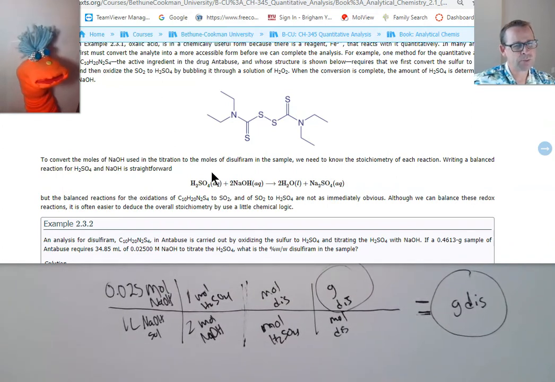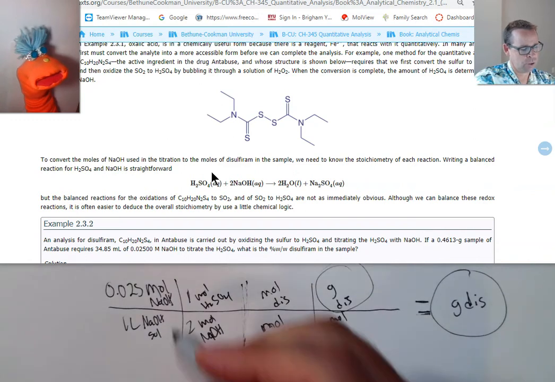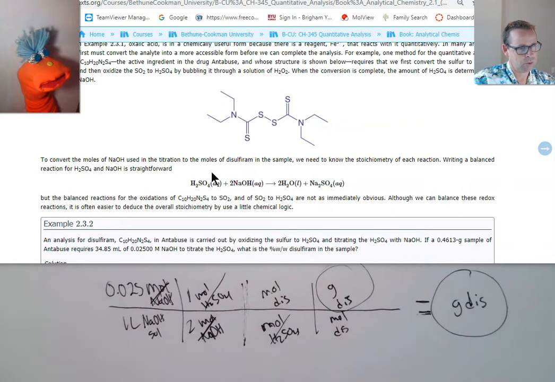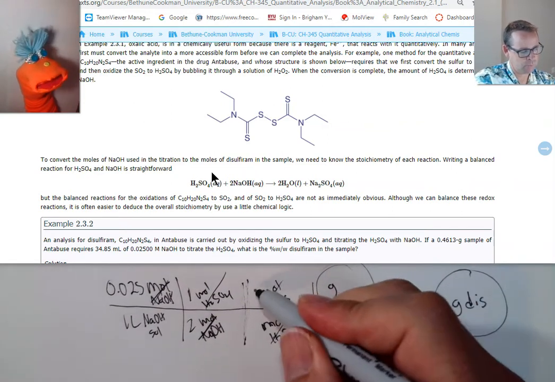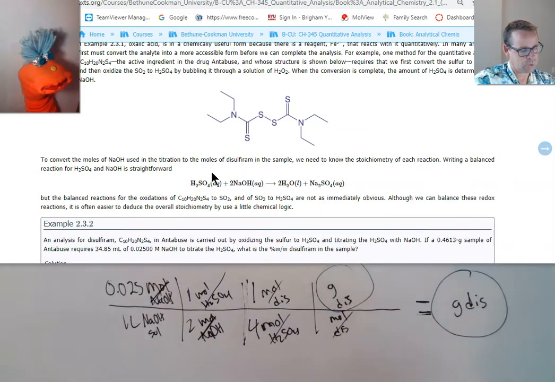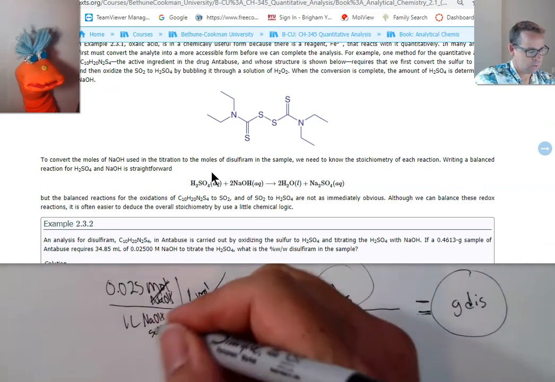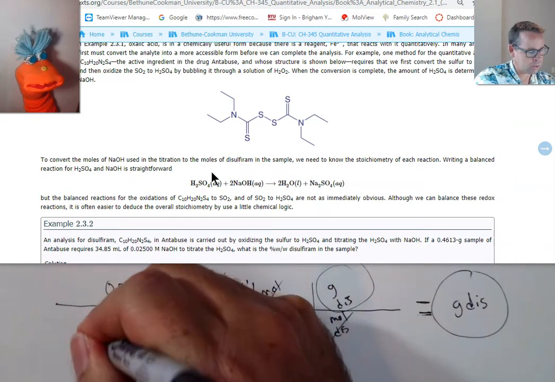There's one more thing that we have to do. We're not done yet? Look at your units. Always use this as your roadmap to see your units. Okay, so moles of sodium hydroxide. Yeah, moles of sodium hydroxide were canceled out there. Moles of H2SO4. Moles of disulfiram. Oh, that's a 1-to-4, right? Yeah, 1 to 4 moles of H2SO4 for every 1 mole of disulfiram. Oh, the liters of solution. That's right. We have liters of solution on the bottom. So we got to get rid of those liters of solution.